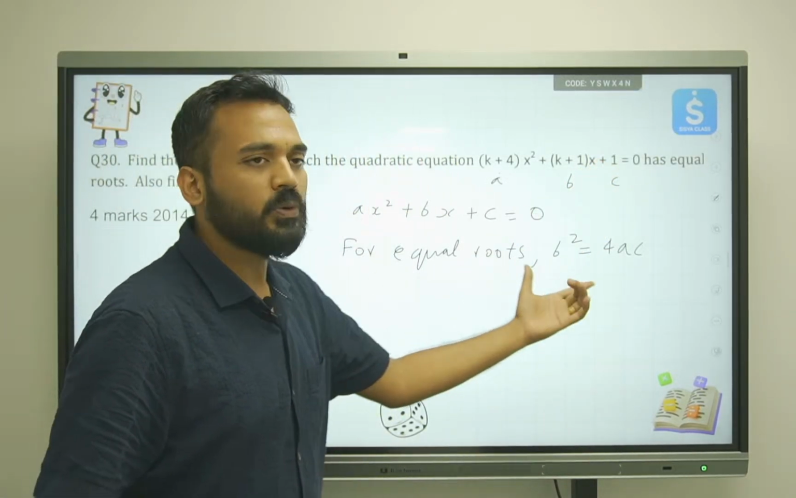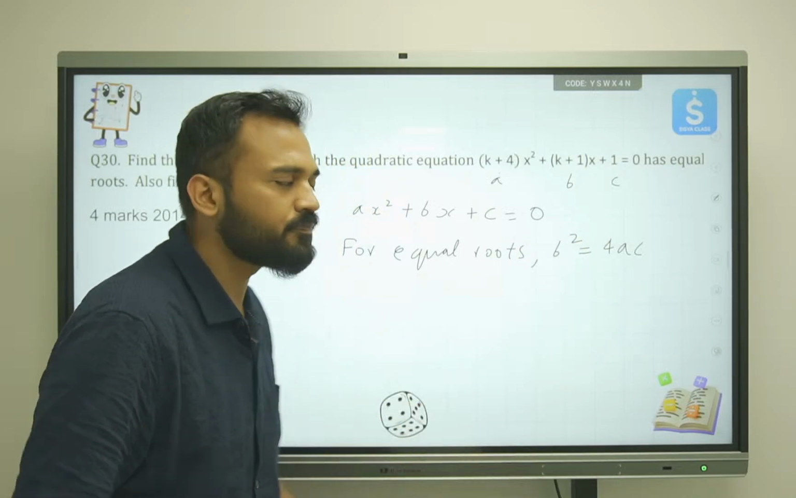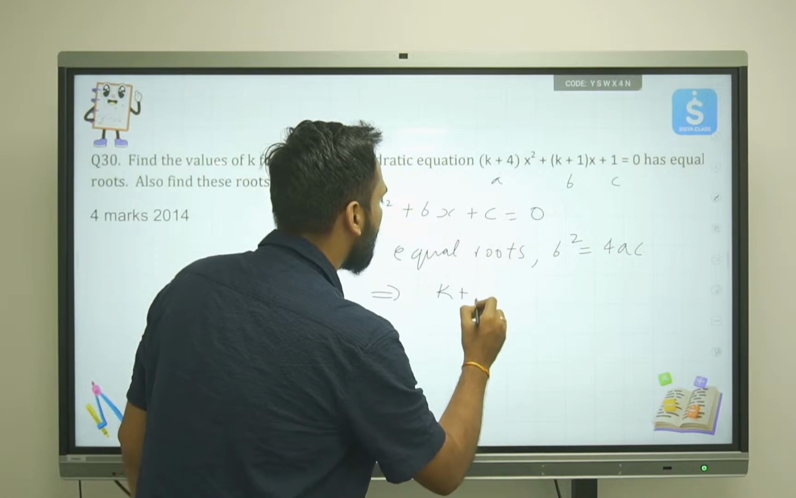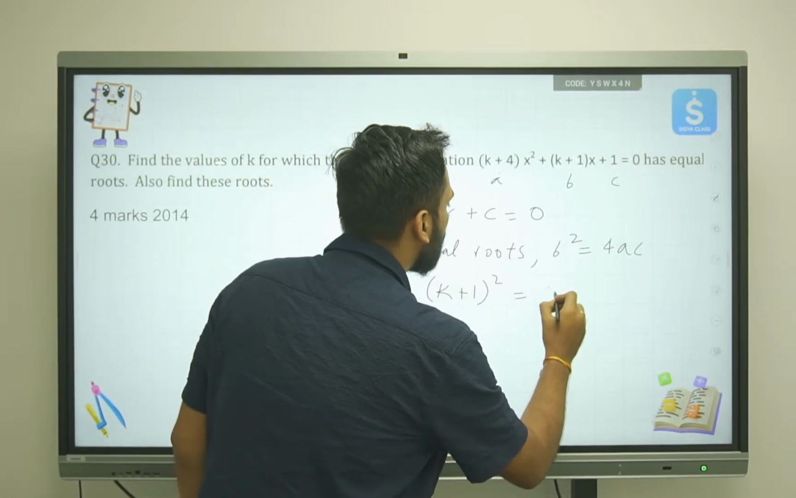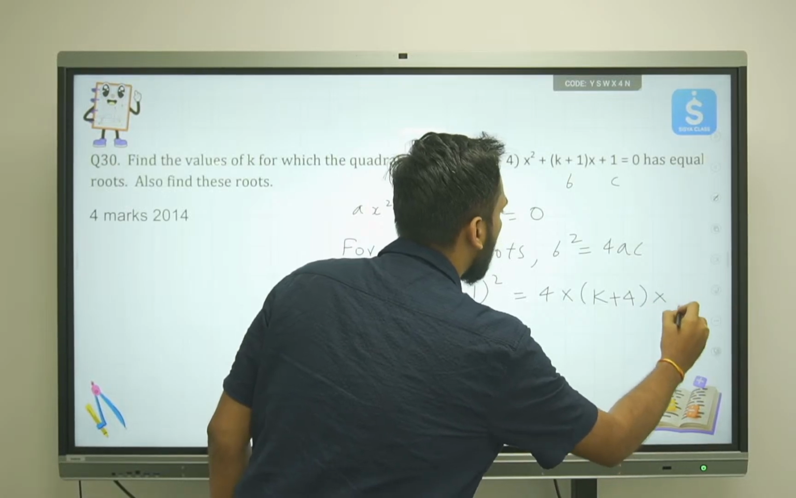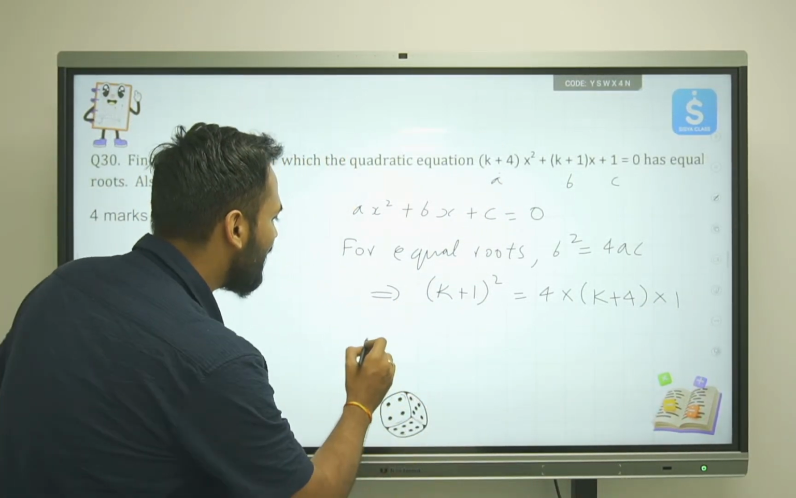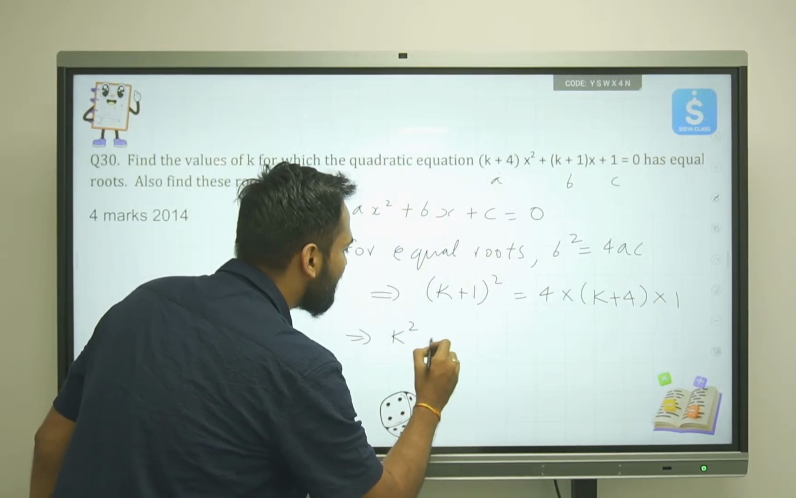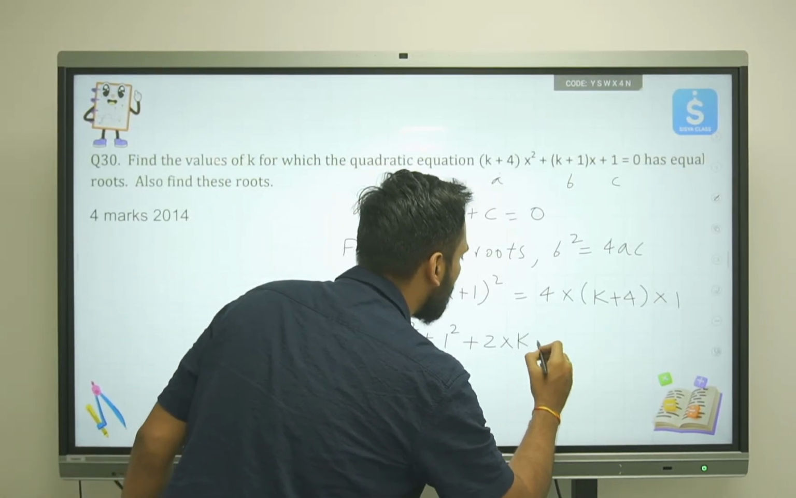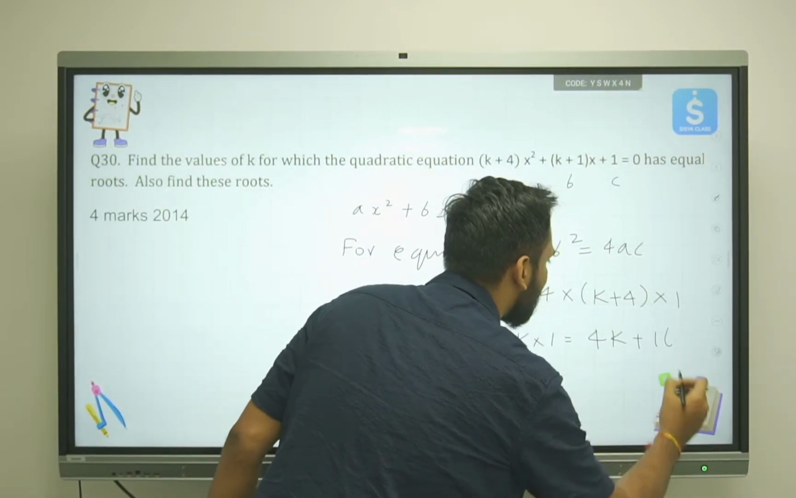So let's substitute these values in this relation and try to find out the value of k. So b square will be k plus 1 the whole square is equal to 4 times k plus 4, which is a, times 1. Let's try to solve this. Let's expand this k plus 1 the whole square. This will become k square plus 1 square plus 2 into k into 1 is equal to 4k plus 16.